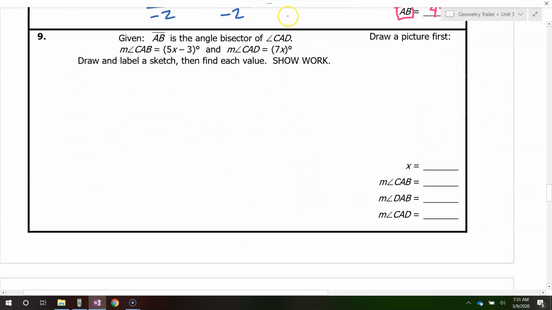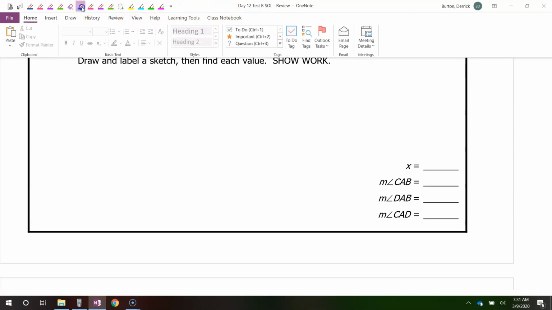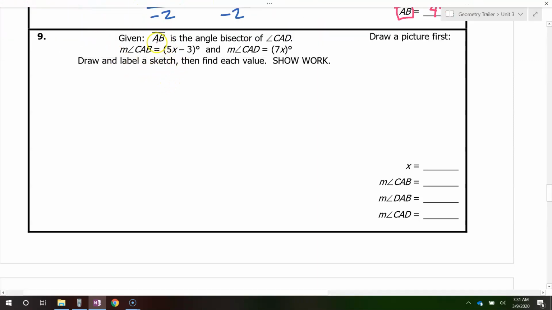All right, number 9. Again, they did not give us a picture. AB is the angle bisector of angle CAD. Whenever they give me a statement like this, start with the second thing first. All right, start with angle CAD and then draw the bisector. Okay, so here's CAD.